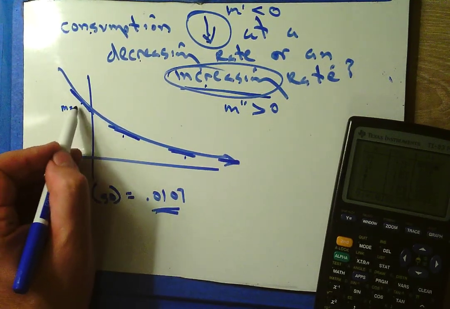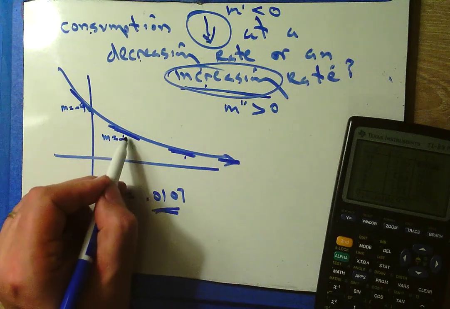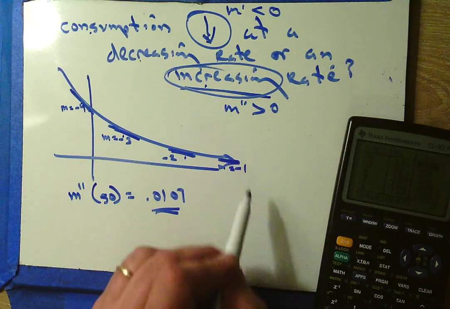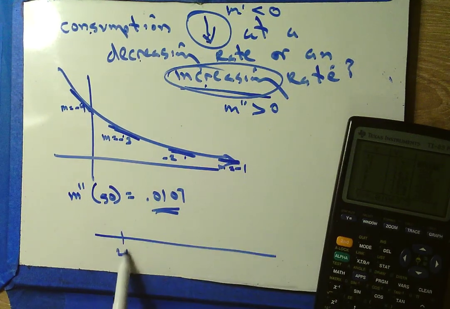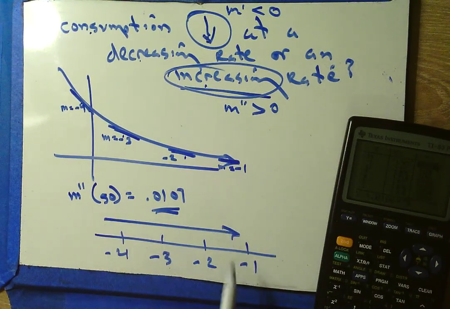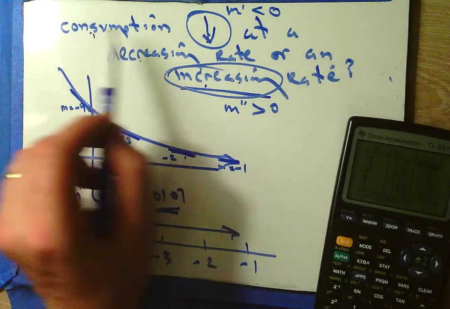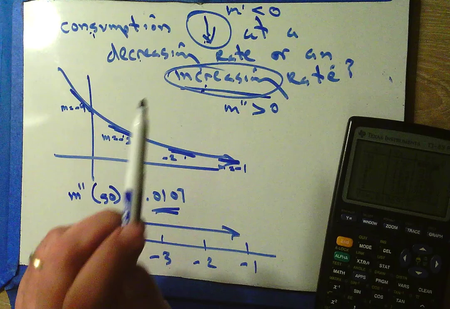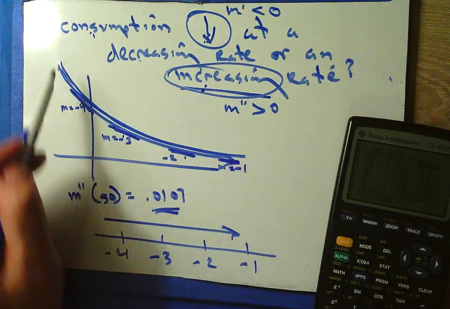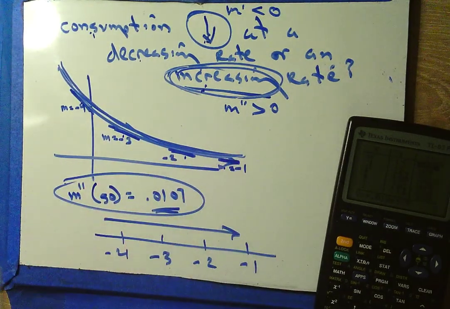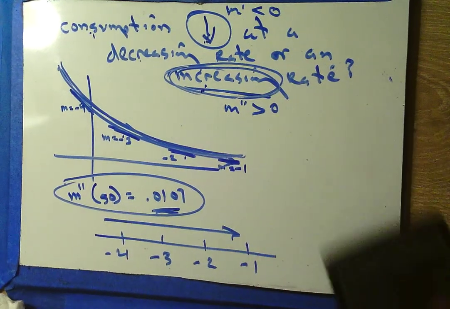Well, if this slope is negative 4, and this slope is negative 3, and this slope is negative 2, and this slope is negative 1, look at these numbers. Negative 4, negative 3, negative 2, negative 1. We're moving this way. These slope numbers are increasing. So consumption is decreasing at an increasing rate. By the way, that's why the graph is concave up. When the second derivative is positive, we know our graph is concave up. More on that during Chapter 5.